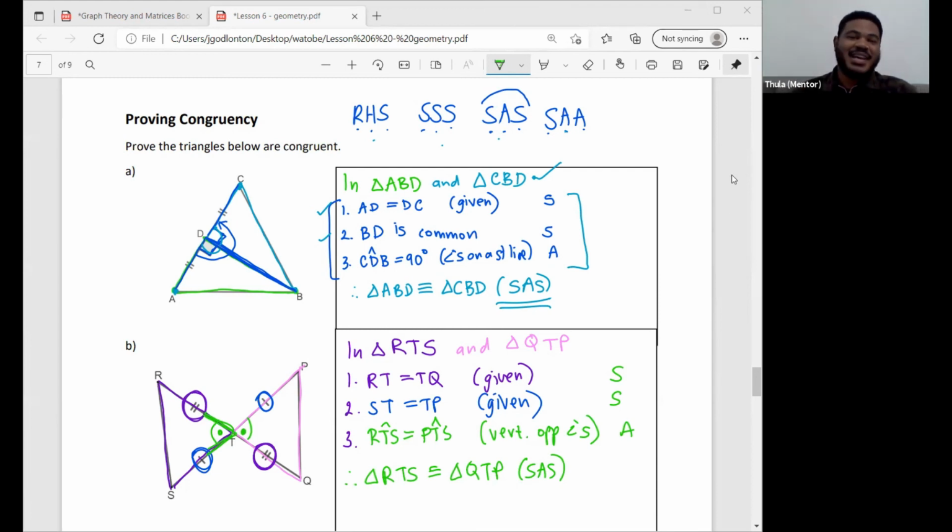Do you see that here? The teacher's saying that on Monday we'll do more of these. So for any of you guys who still feel like you need more examples with proving congruency, we'll have more examples in next week's lesson.